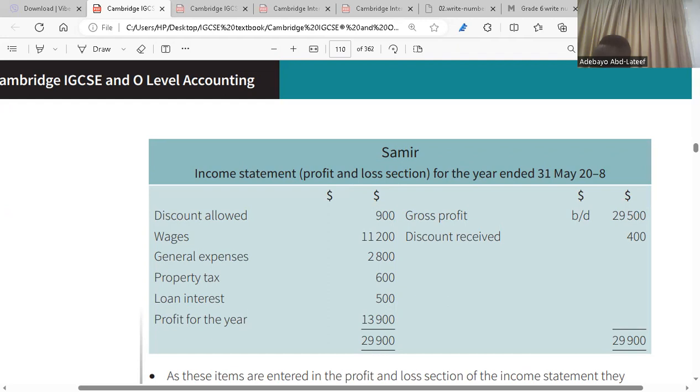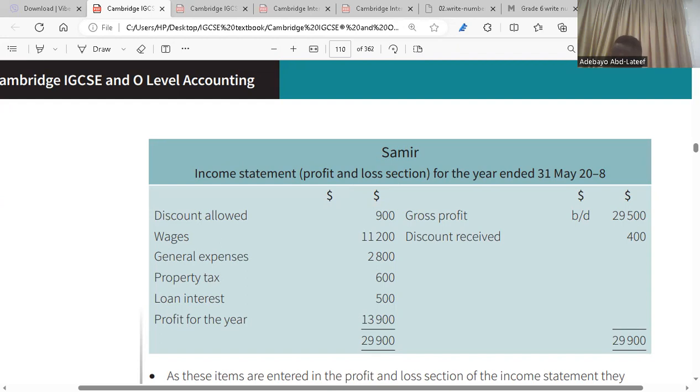Plus 900, okay, 1,400. 1,400 plus 200, that's 1,600. 1,600 plus 600, just calculate it for me. We have 500, 900, 11,200, 2,800, 600, 900. Then 2,800, and then 600. 16,000. Yes.